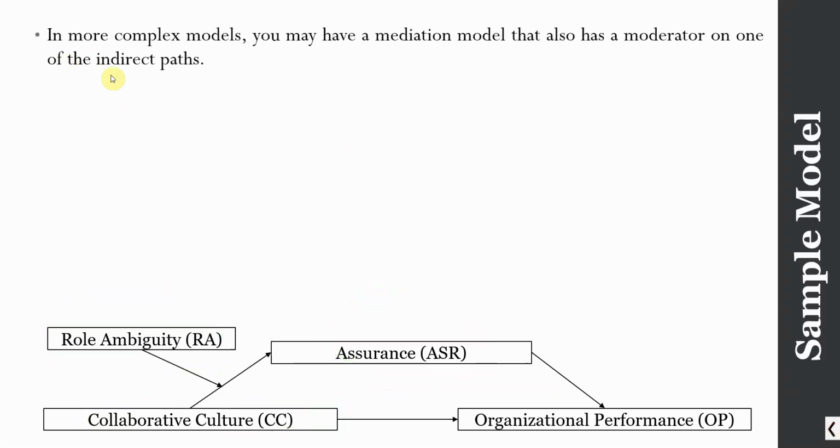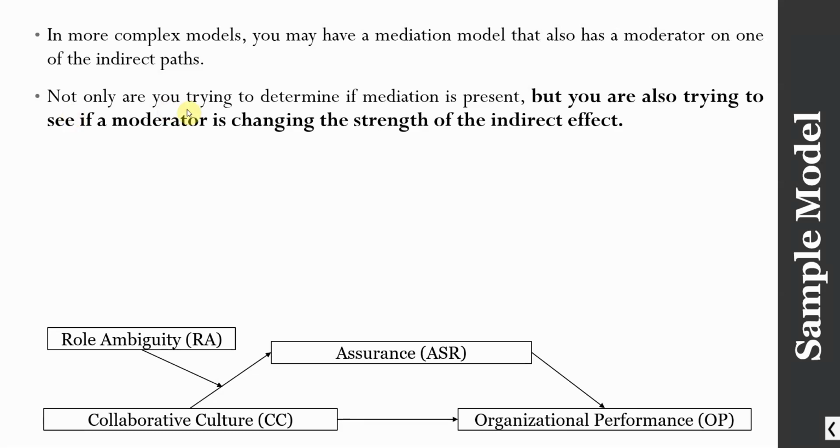Now this is the sample model. In a more complex model, you may have a mediation model that also has a moderator on one of the indirect effects or indirect paths. So we've got a mediation model here, and this is our moderator that is moderating this path here. Not only are you trying to determine if mediation is present, whether assurance mediates this relationship, but you are also trying to see if the moderator is changing the strength of the indirect effect, whether it is changing the strength of impact of CC on OP through ASR.